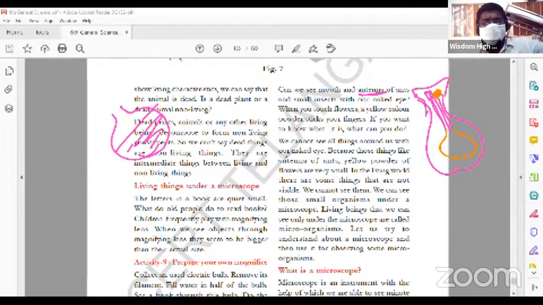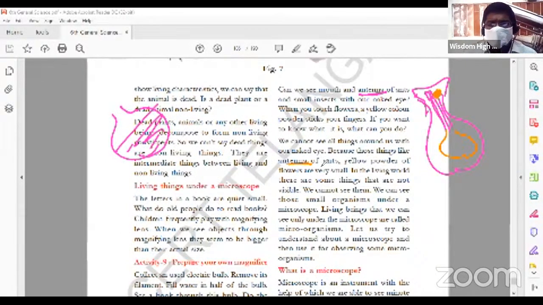Okay, so listen here. The antenna of ants is too small to be visible to our naked eye. Next, the yellow powder is actually pollen grains. Yellow powder means pollen grains. It is also not possible to observe, very small. You can see that yellow color by putting it on a glass slide, but it is very, very small.